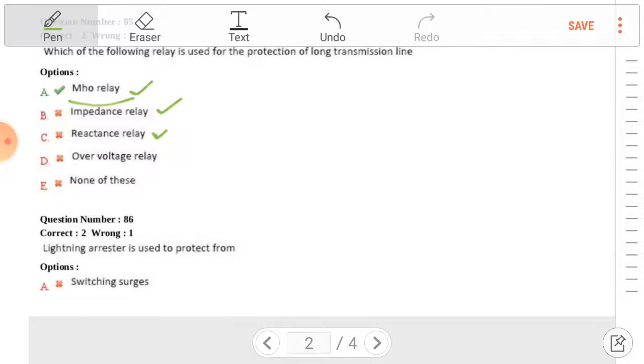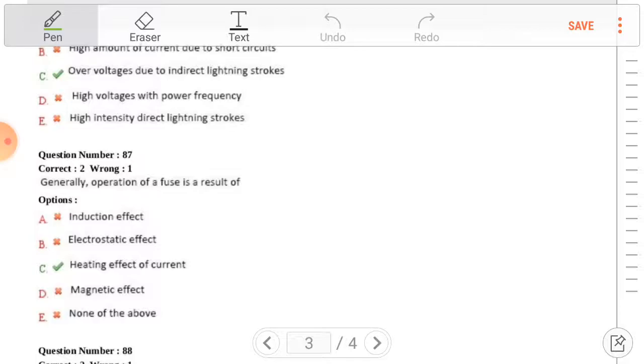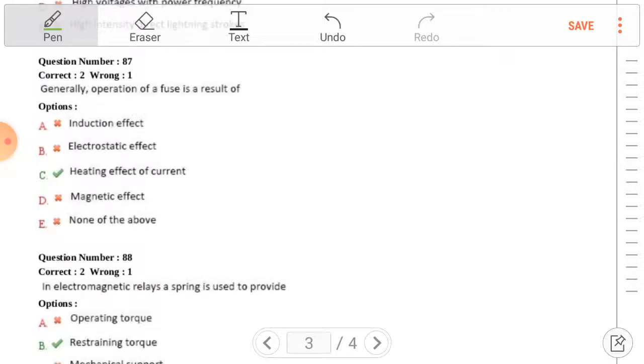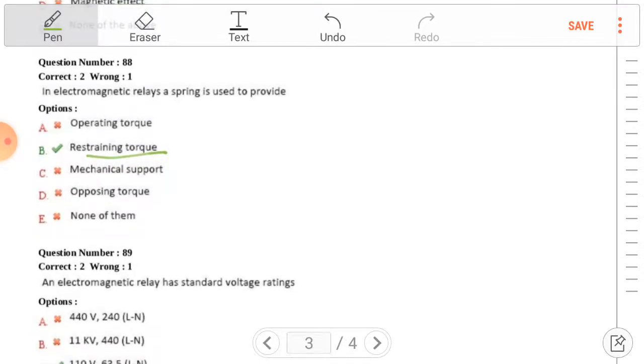A lightning arrestor is used to protect from lightning surges and overvoltage due to indirect lightning strokes. Generally, the operation of a fuse is a result of the heating effect of current. When the fuse wire is heated, it burns out and the appliances are protected. In an electromagnetic relay, a spring is used to provide restraining torque. Operating torque is provided by other means, and the spring provides the restraining torque.